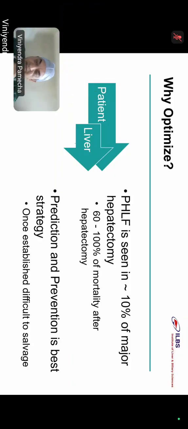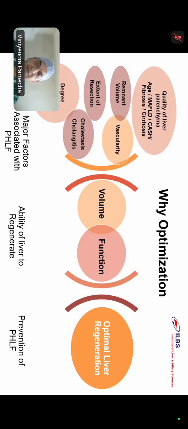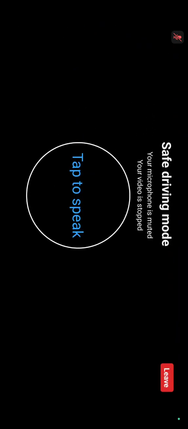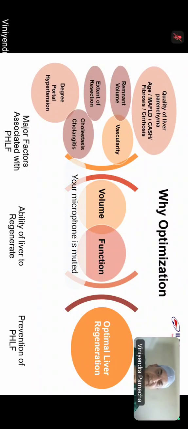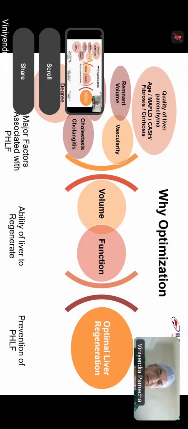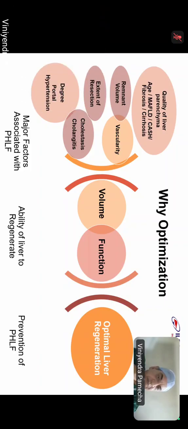Prediction and prevention, that is the best strategy, because once established after hepatectomy, it is very difficult to salvage as well. Okay. So again, these are the major players when planning a major hepatectomy. It is about quality of liver parenchyma, which is basically dependent on age, steatosis, steatohepatitis, whether the patient had chemotherapy before, whether they have fibrosis or chronic liver disease, cirrhosis, and then obviously remnant volume.